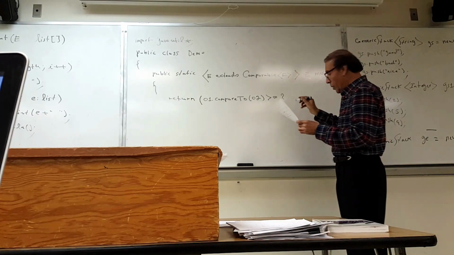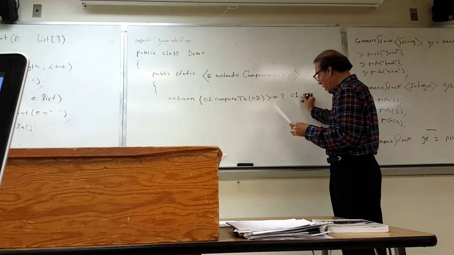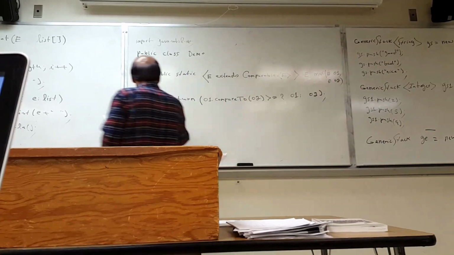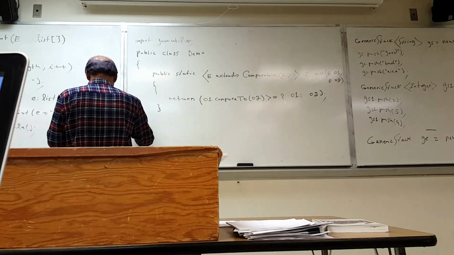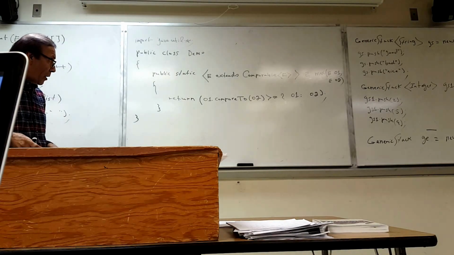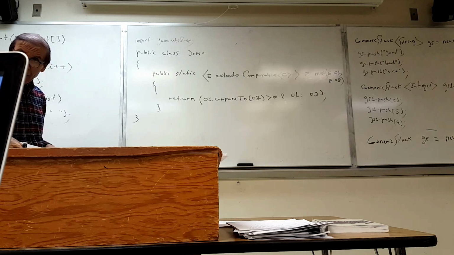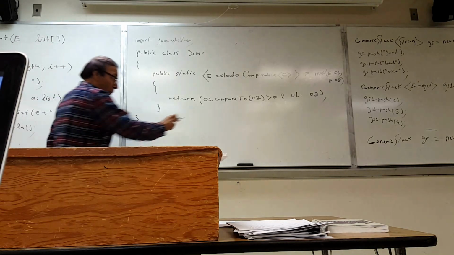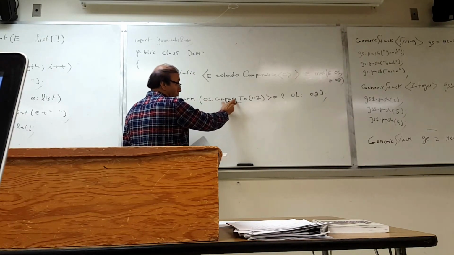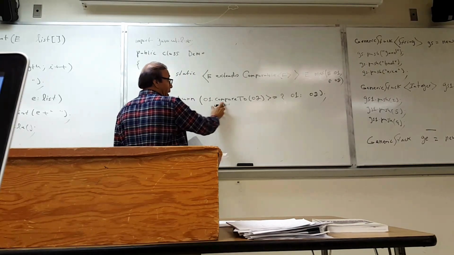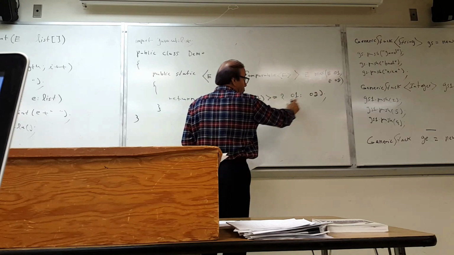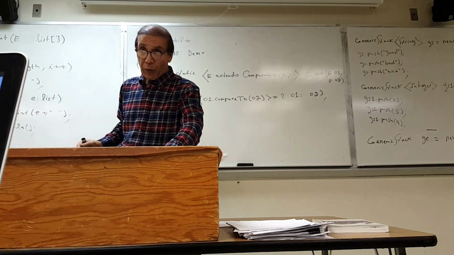If it's greater than 0, return O1, otherwise return O2. This is the max that I have made, okay? Compare to, because compareTo is the only method of Comparable. If it is comparing, if it's greater than, return O1, otherwise return what? O2, okay?